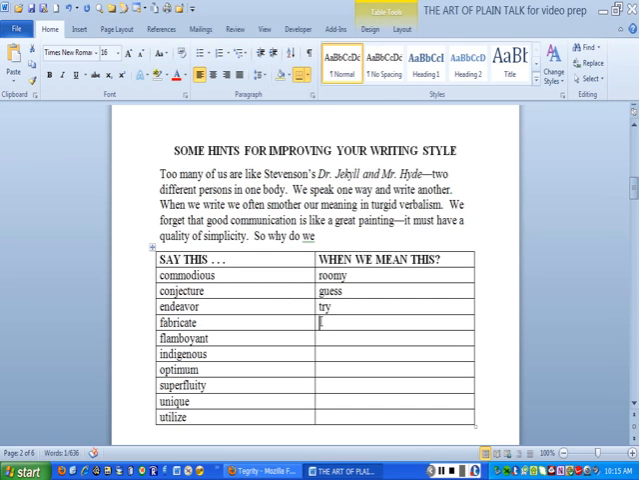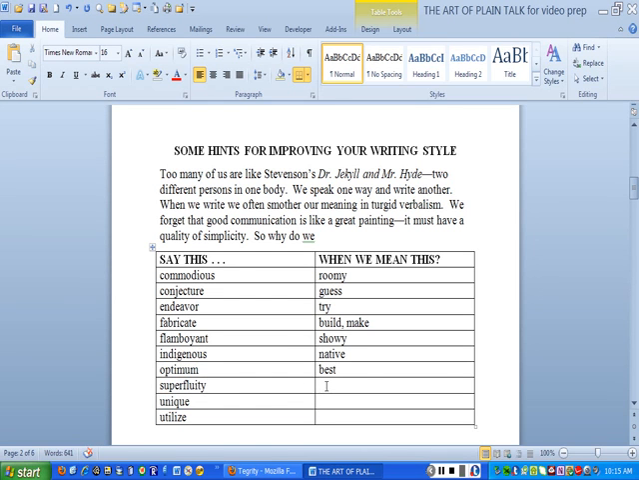Fabricate. What would you say? Build or make? There's a fancy word, flamboyant. Doesn't come up too much in technical writing. But what we mean is showy. Indigenous. Why not say native? Optimum, that sounds technical, but what we mean is best.